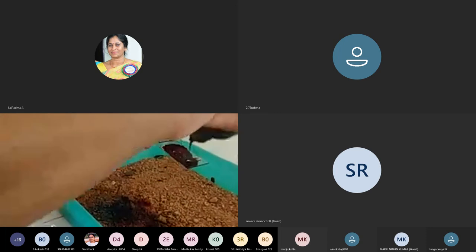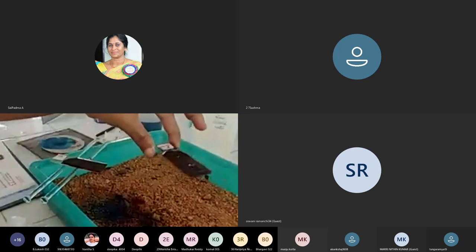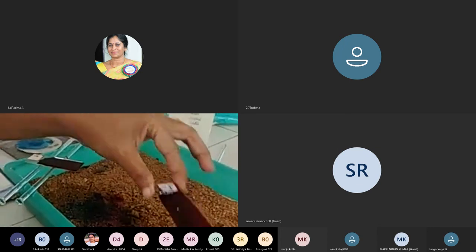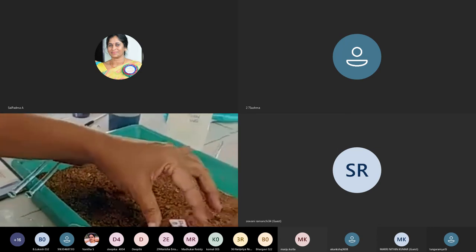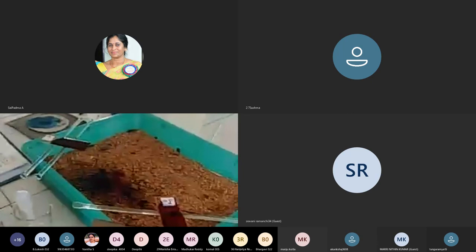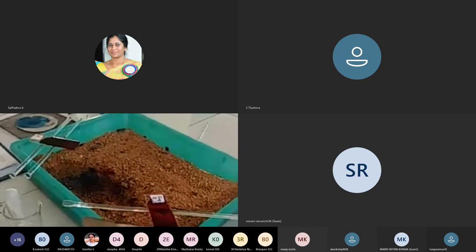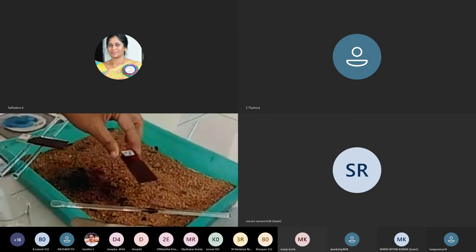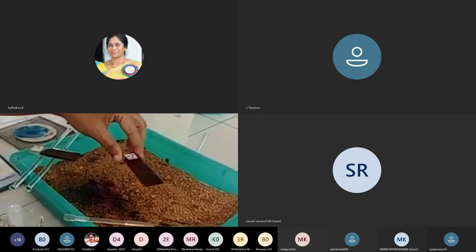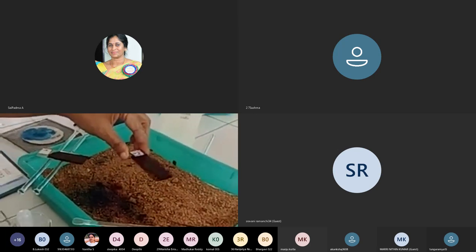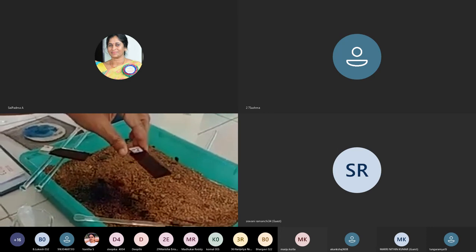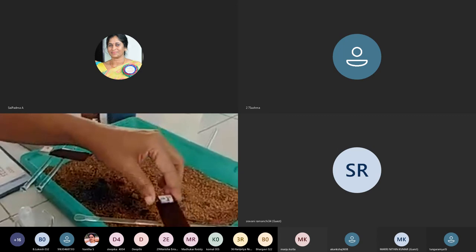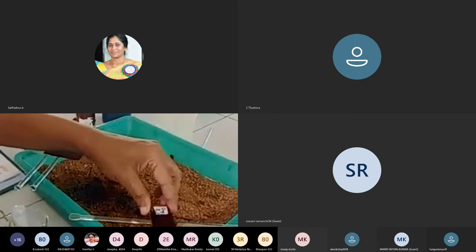Even in the case of the staph, that is the gram positive, we have to add it. Just wait for 1 or 2 minutes, and then we will go with the next step of washing and then observing it under the microscope. First we have to show it under the low objective 10x, then at 40x, and then 100x. When you're viewing it under the 100x, we have to view it with oil immersion.